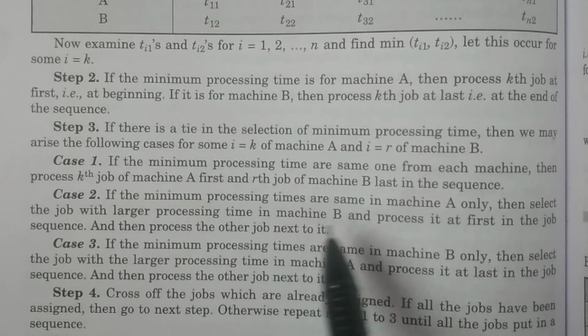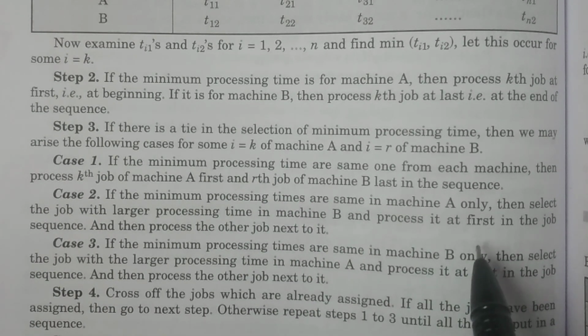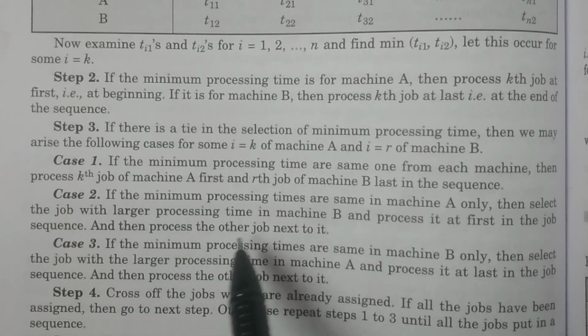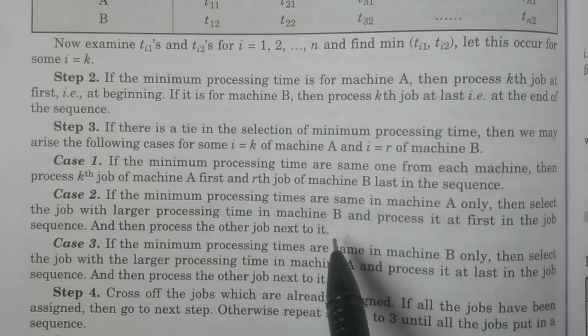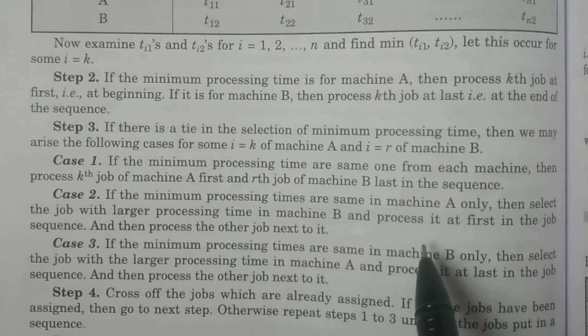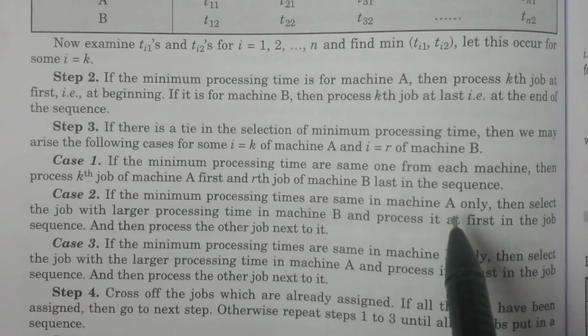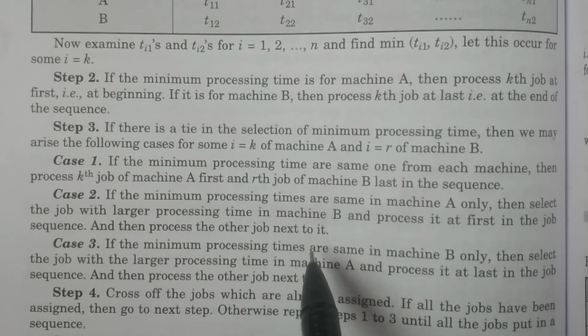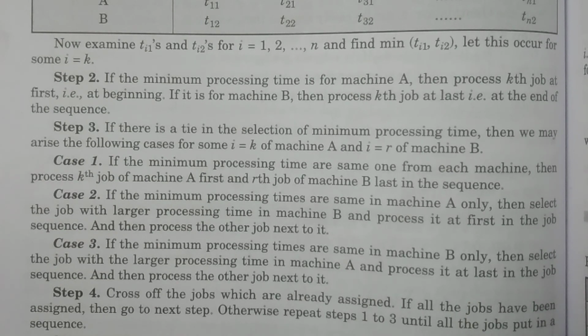What is case 2? If the minimum processing times are the same in machine A only, that is, two processing times which are the same for machine A only, then select the job with the larger processing time in machine B. In this particular case we have to observe the processing times of machine B, consider the larger processing time in machine B, and process the corresponding job first from the beginning of the sequence, because the minimum processing times correspond to machine A. Then you process the next job next to it, that is, the other job having the minimum processing time, right?